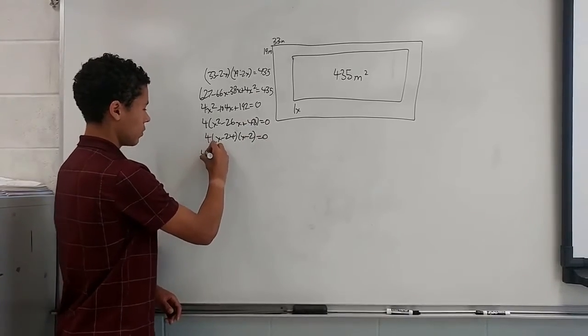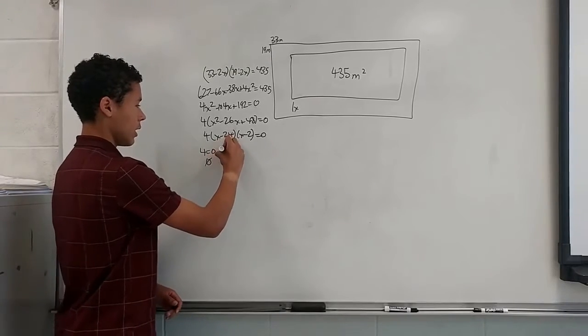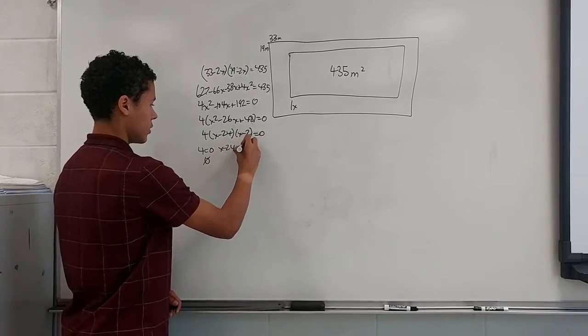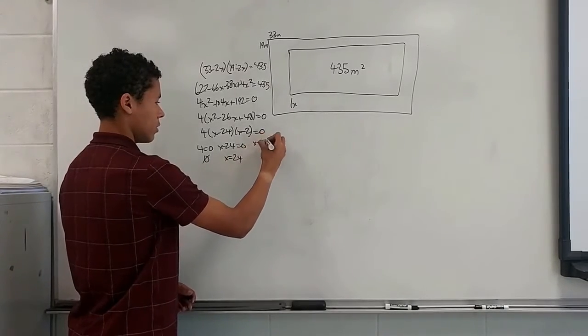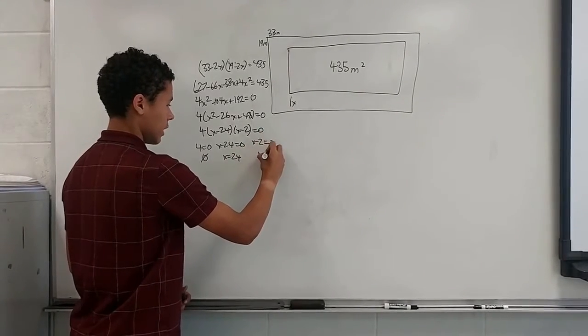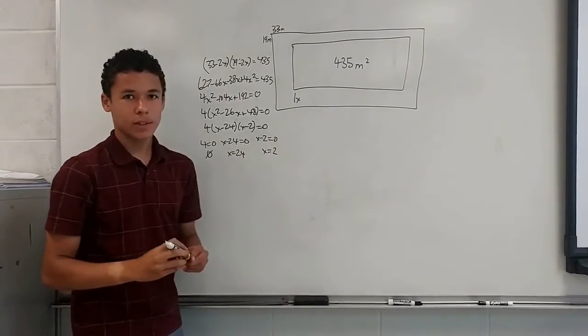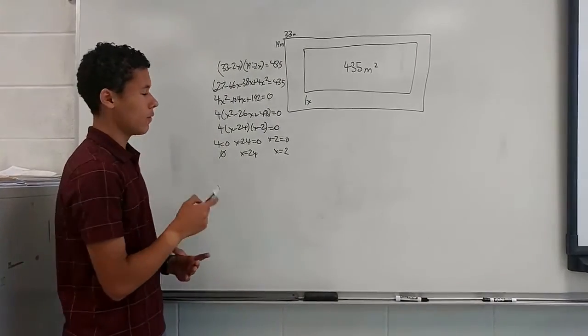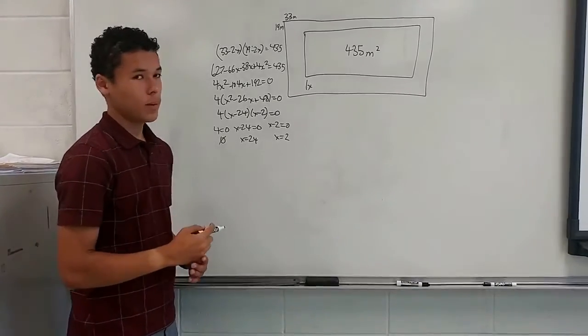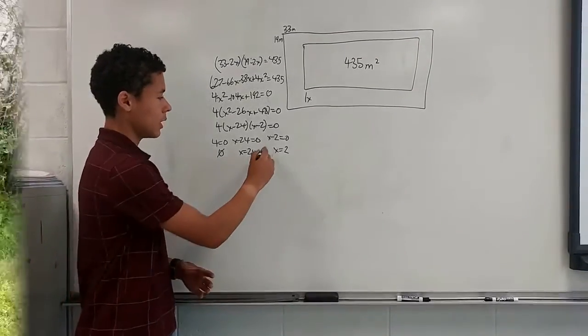Then you can solve for each factor. 4 equal to 0 results in no solution. x minus 24 equal to 0 gives the solution x is equal to 24. And x minus 2 equal to 0 gives the solution x is equal to 2. However, since one of the sides of the entire area is 19, you know that 24 cannot be a solution, and the only possible solution to this problem is x is equal to 2.